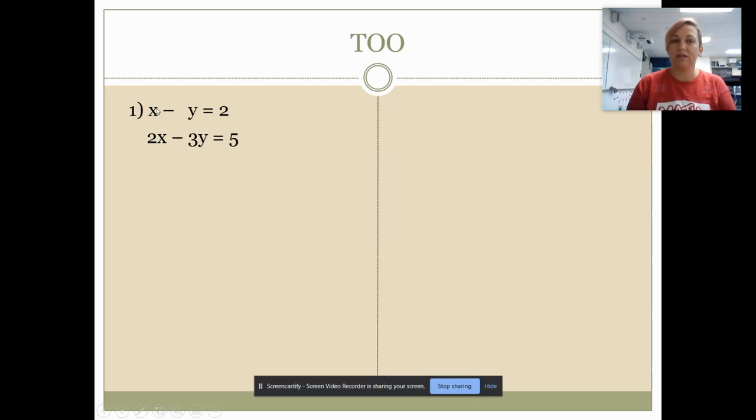So not only do I need this to get a 2 in front of it, I also need it to get a negative sign. And so if I want to eliminate my x's, I'm going to multiply the top equation by negative 2 so that it gets a 2 and also so that the signs will become opposites. Don't forget to distribute to all 3 terms. That's probably the most common mistake.